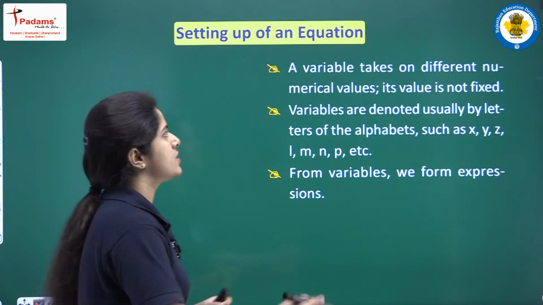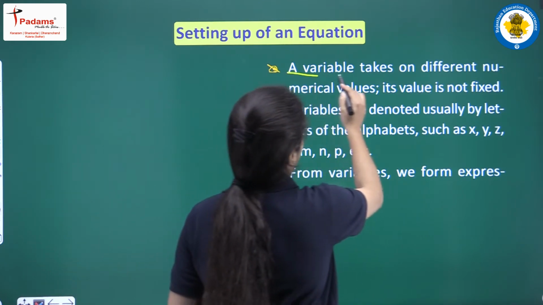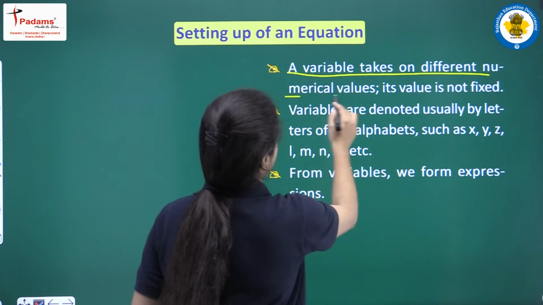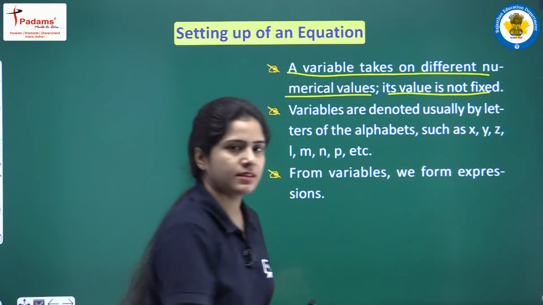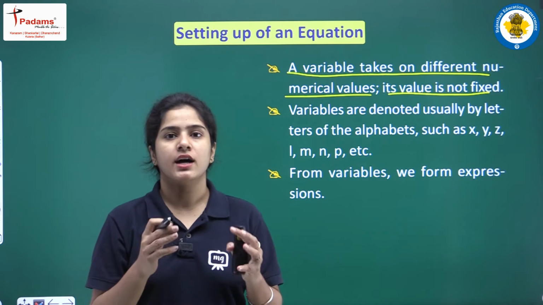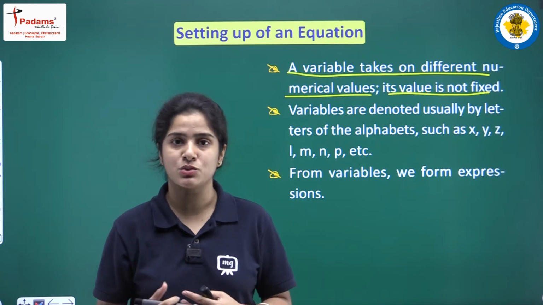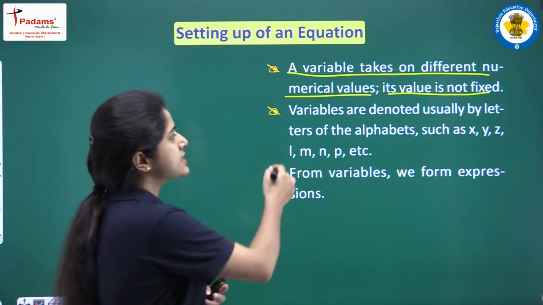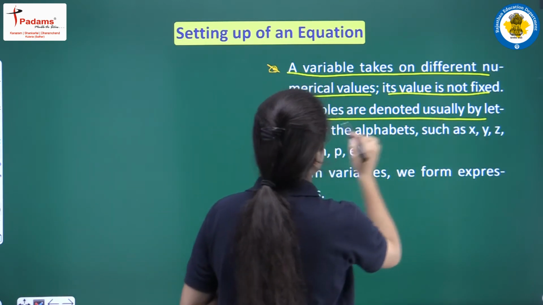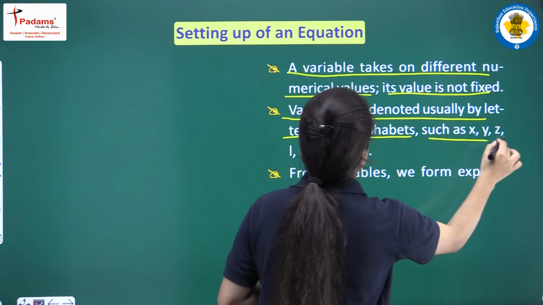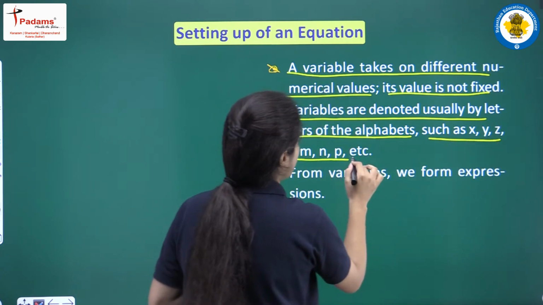Okay, so a variable is something that varies. Alright, students, so a variable takes on different numerical values. Its value is not fixed. This is what we have talked about. Okay, a variable is something whose value is not fixed. It can vary. Okay, students, now variables are usually denoted by letters of the alphabet such as x, y, z, l, m, n, etc.